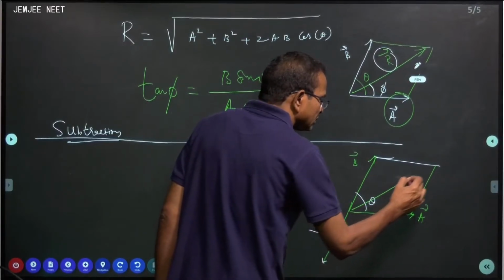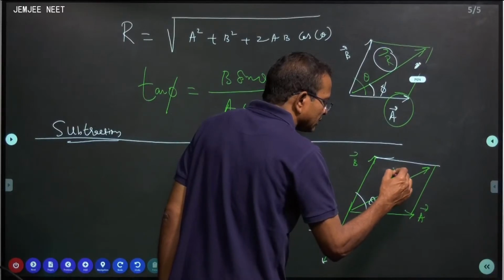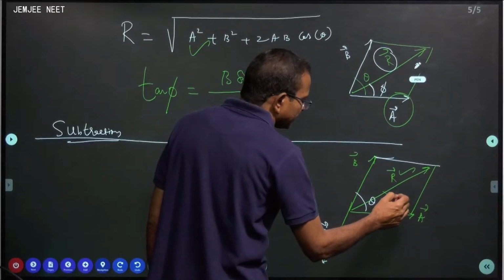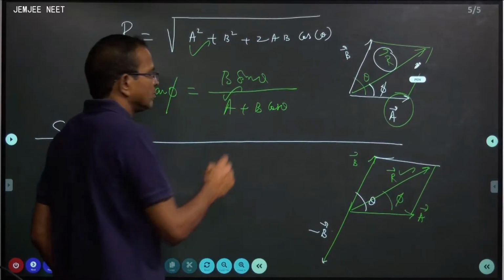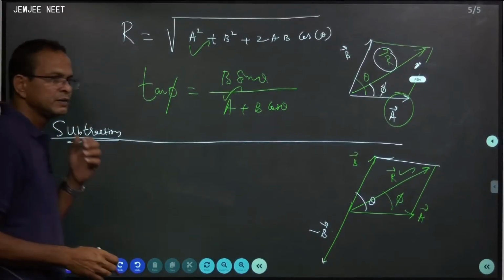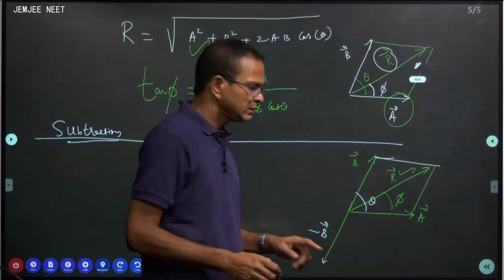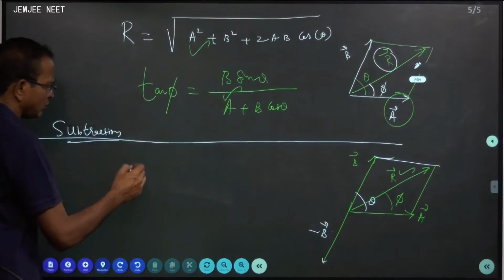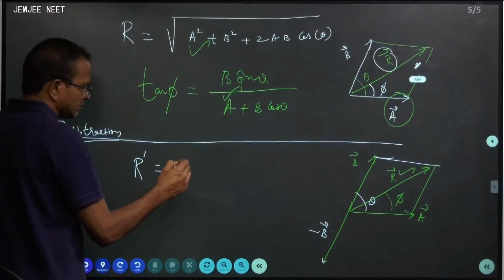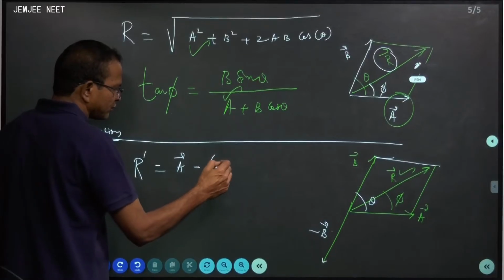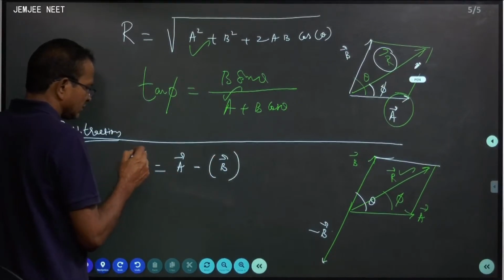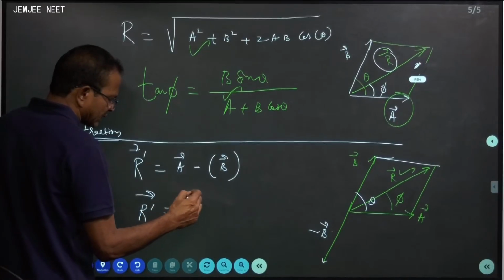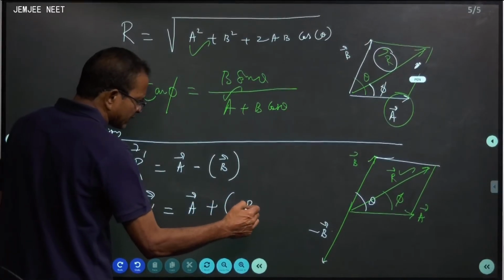This is what? R vector. இதுதான் ஃபார்முலா அங்கே எழுதியாச்சு. But now what you are going to do? Now you are going to add a vector with minus b. That's what is a minus b. So now r dash equal to a vector minus of b vector. Right? இதை நம்ம எப்படி சொல்வோம்னா r dash vector equal to a vector plus of minus b vector.